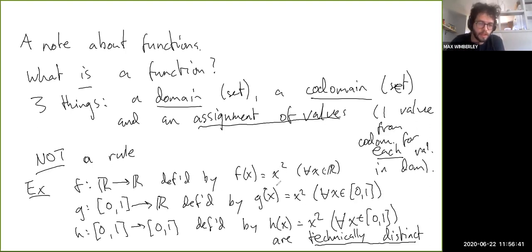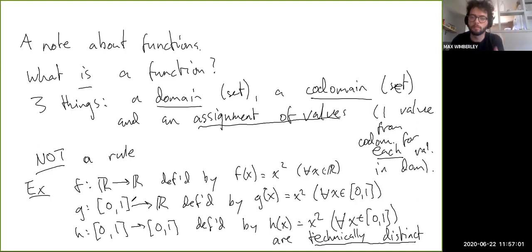It's true you can say things about them, like that at any point where all three functions are defined, they have the same value. You could say that, for instance. But you can't just say f equals g or g equals h. They're not the same object. They have slightly different data.